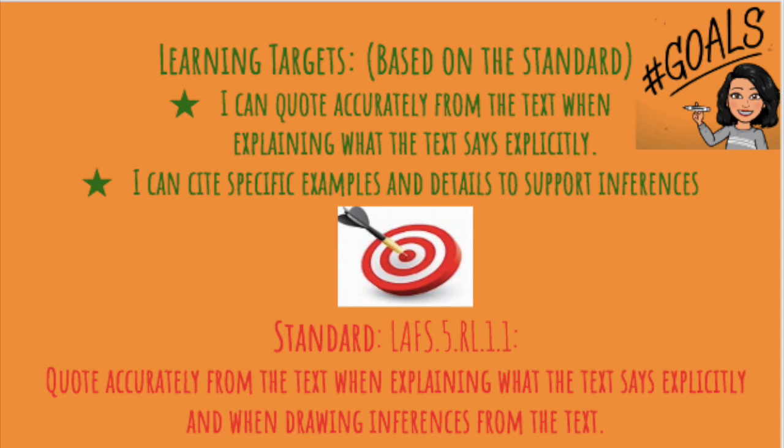The learning target is based on the standard. It's the I can statement. So it's telling the student what they're going to be able to do after they mastered the standard. You will be able to, or I can, quote accurately from the text when explaining what the text says explicitly, and I can cite specific examples and details to support inferences.